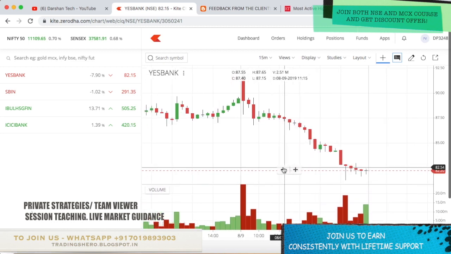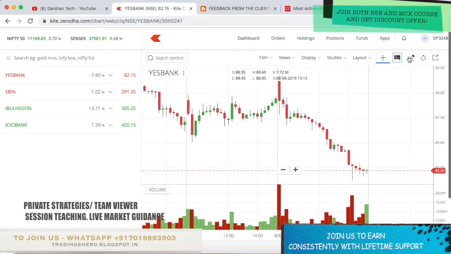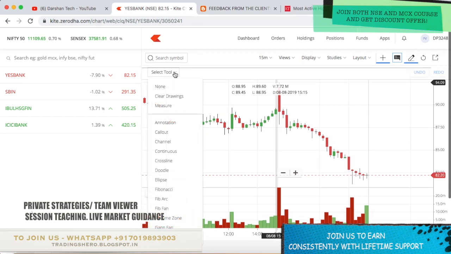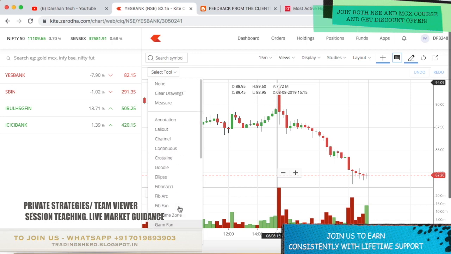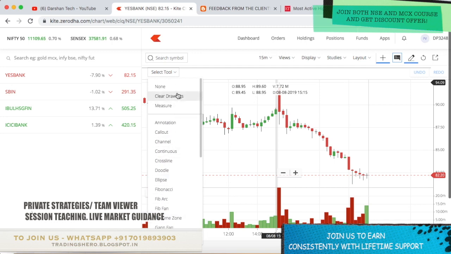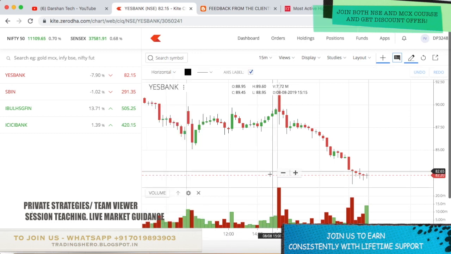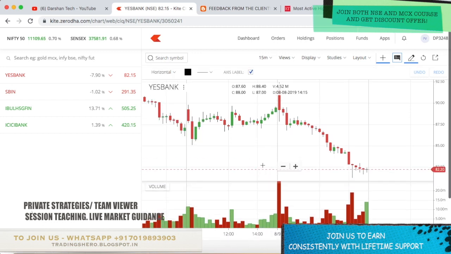Now what you have to do is, you should mark the previous day's highest volume bar. Okay, so let me just take the horizontal line. Here is horizontal. So what I have to mark is, for example, if you're trading on 9th of August, you have to mark the highest candle of 8th of August.